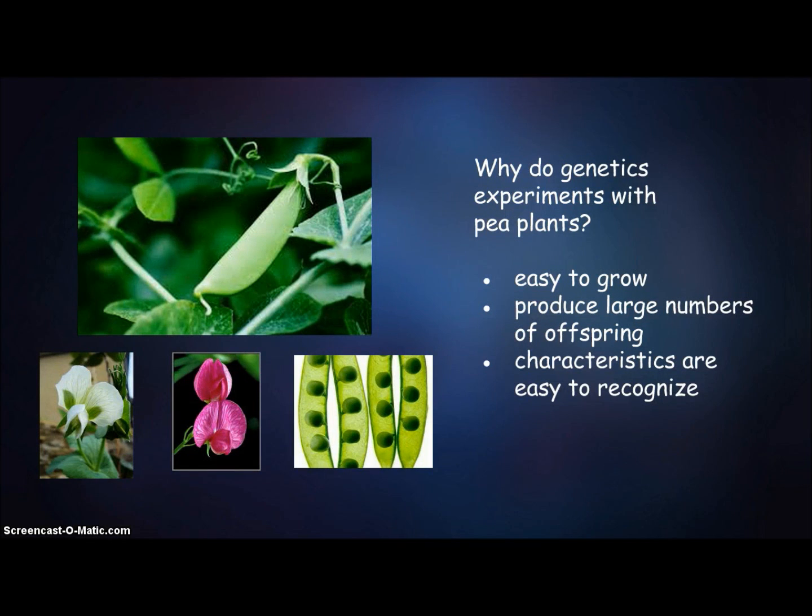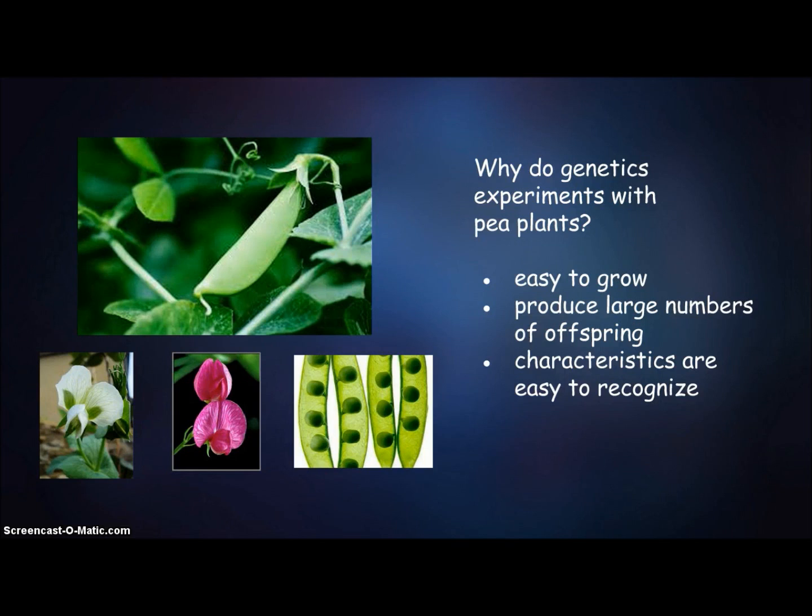The second thing is that pea plants produce large numbers of offspring, or plants in the next generation. So pea plants produce lots of pea pods, and inside those pea pods are numerous pea seeds. The pea seeds are what we eat, but if you let them dry out and then you plant them again and you let them germinate, you grow them in your garden a second time, you can get more pea plants. That's what gardening is all about.